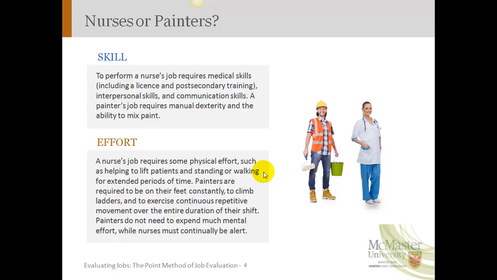So let's look at skill and effort, for example, in a job, the nurse's or painter's job. If we look at skill, we would measure skill based maybe on experience, education, knowledge, those kinds of things. Now, we know to perform a nurse's job, it requires some medical training. In fact, now it requires a degree. It requires good interpersonal and communication skills, but a painter's job, maybe it doesn't require a university degree, but it does require a certain amount of manual dexterity, focus, and an ability to mix paint.